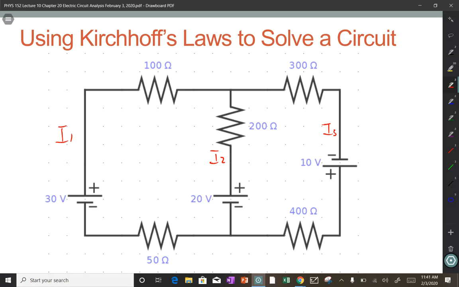But this is I1 over here. Anything that goes through here has to go through here, has to go through here. There's no other options, right? There's no other places for current to go. So it's I1 through all of these things. And then I2 is pointing away, so it's minus I2. And then I3 is pointing away, so it's minus. Right, there you go.